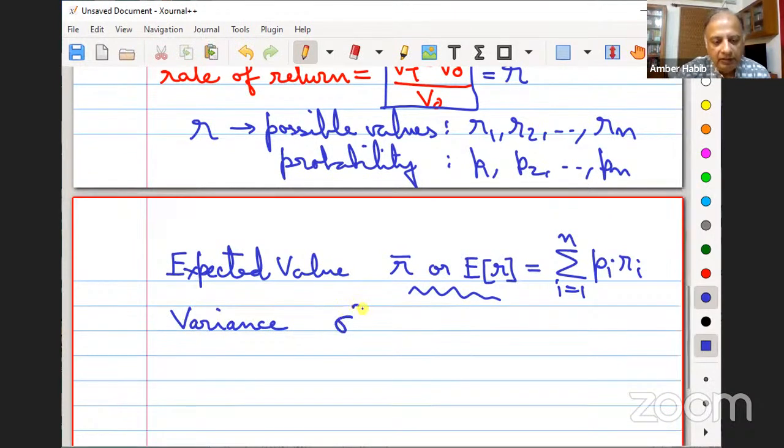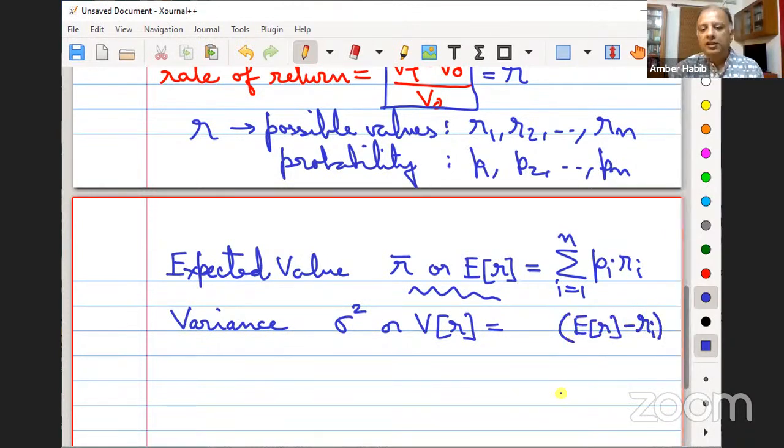That one may be denoted by sigma square, or sometimes by capital V. What we do is we take the mean value, and we ask how far the particular value could be from it. We don't want to differentiate between positive gaps and negative gaps, so we square. And again, take the average, but using the probabilities as the weight. So this is called the variance.